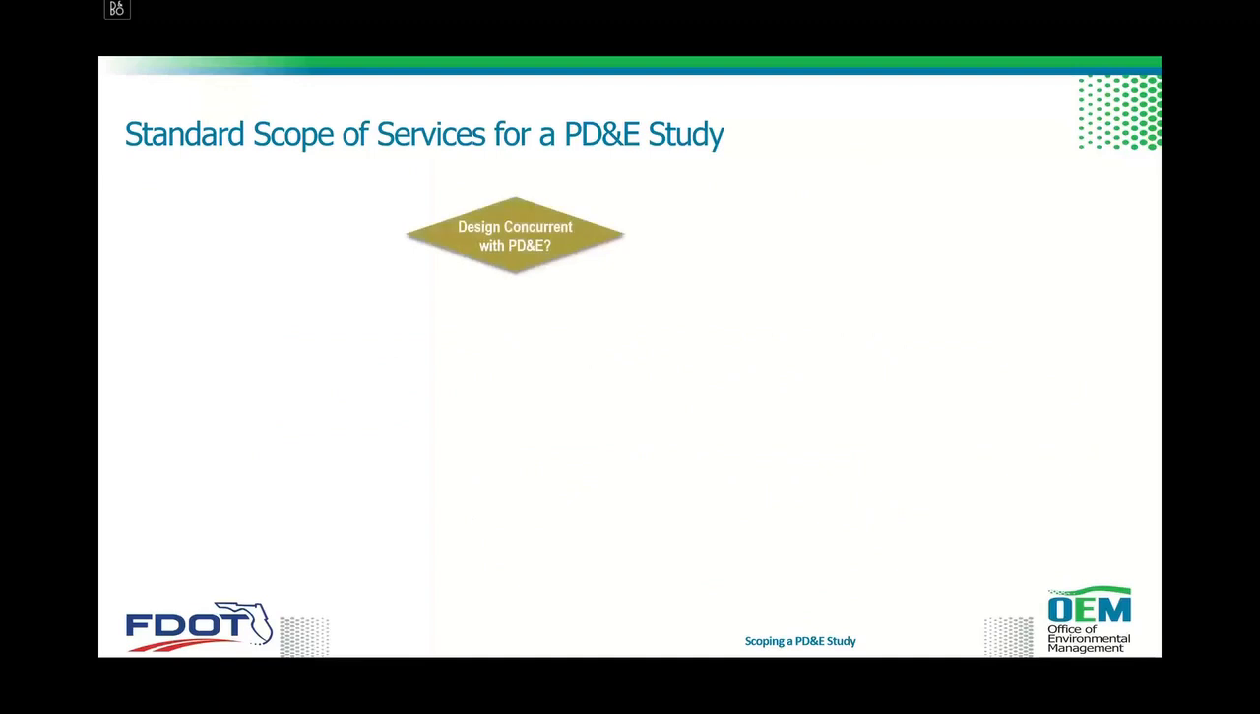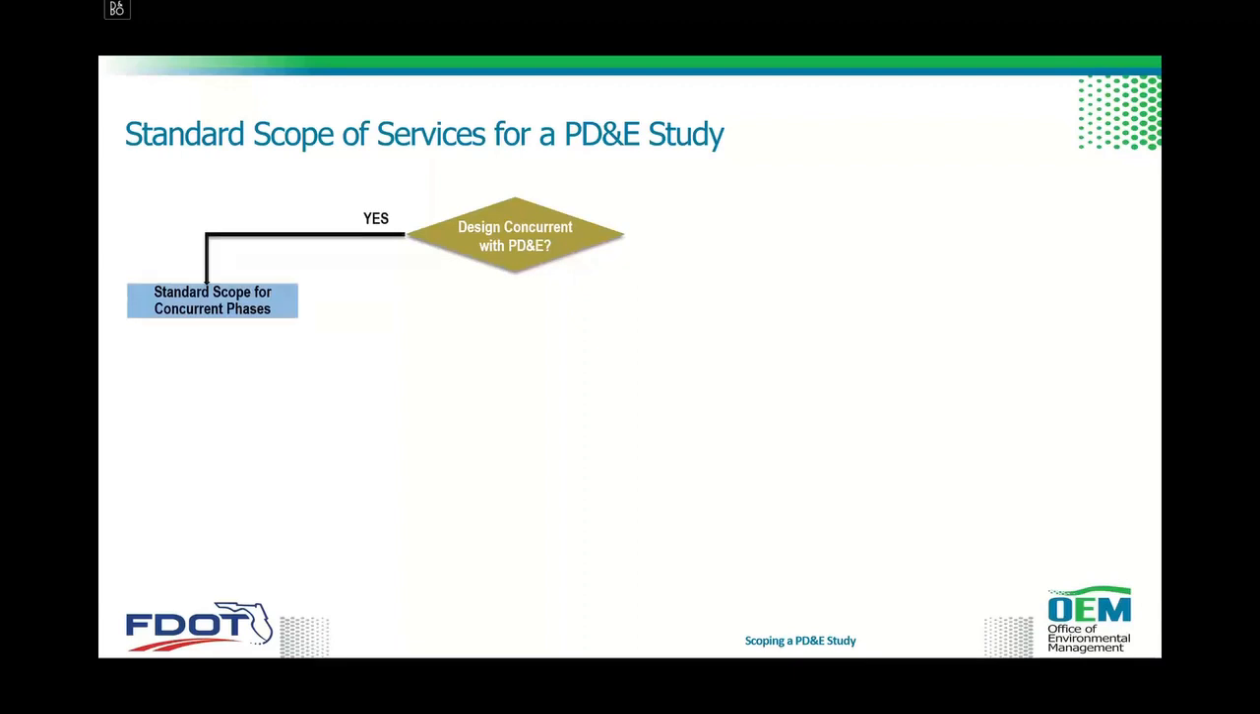So for the standard scope of services for a PD&E study, before you start, you have to ask yourself a couple of questions. Is the design concurrent with PD&E? As you may be aware, a few years ago the PD&E office, the OEM office, the design office and central office have been working hand in hand to provide guidance for projects that are eligible to do PD&E and design concurrently. The important thing is to identify those projects that are appropriate for that situation, and just follow guidelines and identify the overlap opportunities.